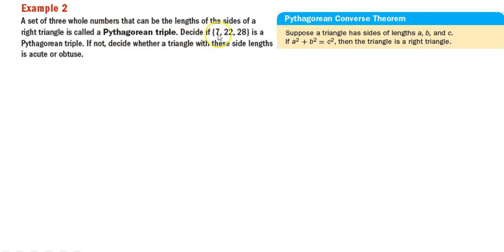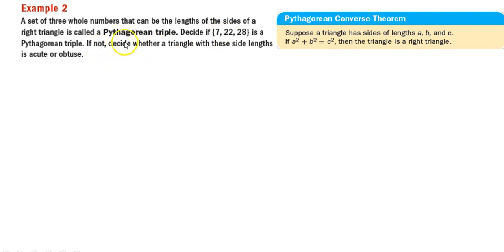And we're going to decide if the numbers 7, 22, and 28 are a Pythagorean triple. So we're testing the converse of the Pythagorean theorem: if a triangle has side lengths a, b, and c, and a squared plus b squared is equal to c squared, then the triangle is a right triangle, and therefore a, b, and c are a Pythagorean triple. So we're working backwards here. We've seen taking a triangle and finding a missing side length. Now we're given 3 side lengths and asked, is it a right triangle or not?